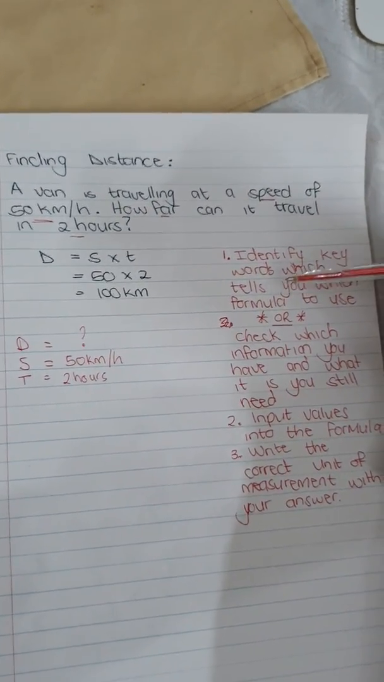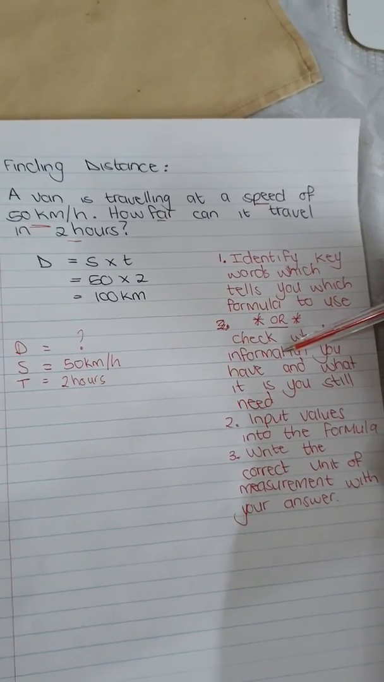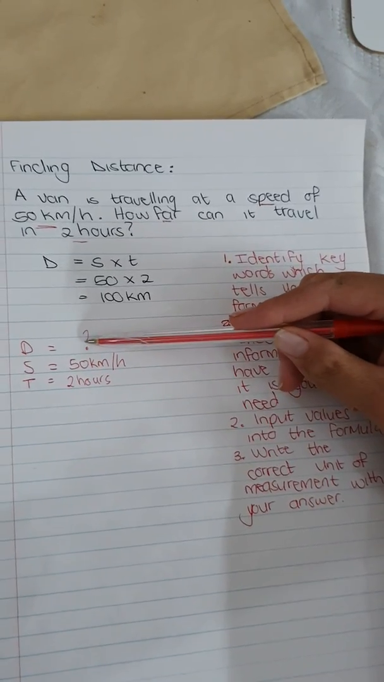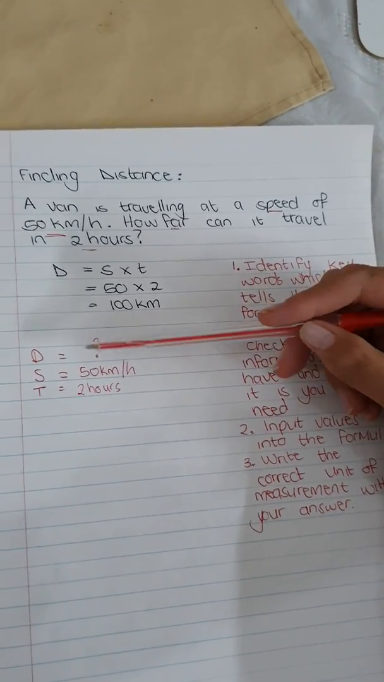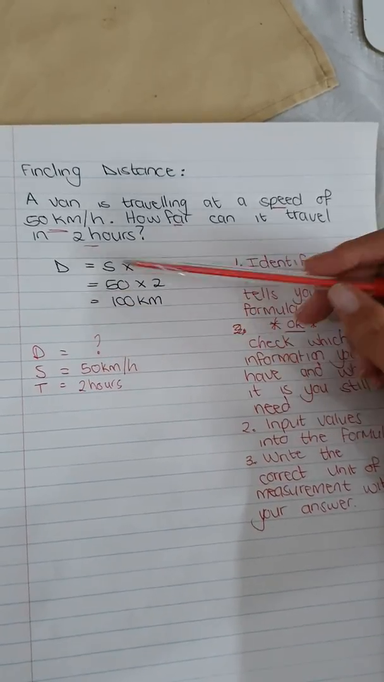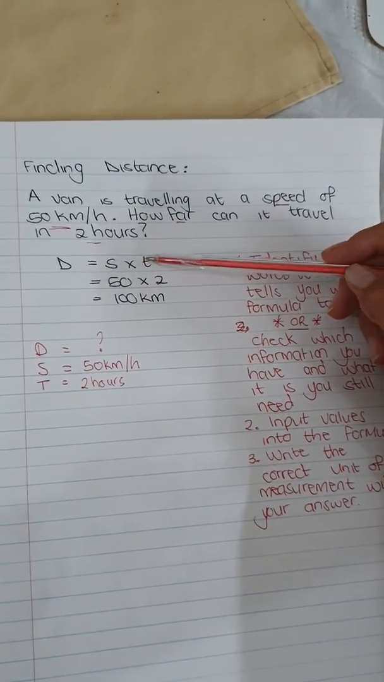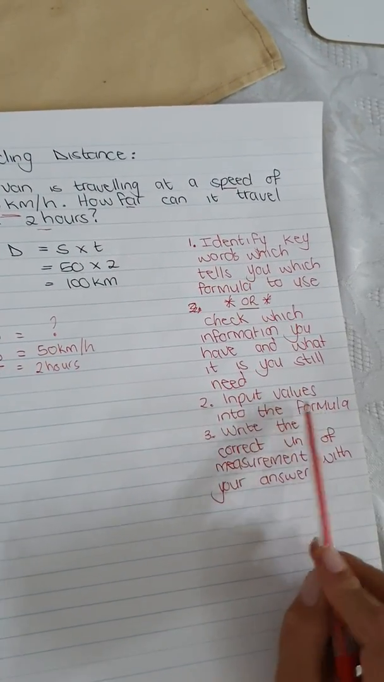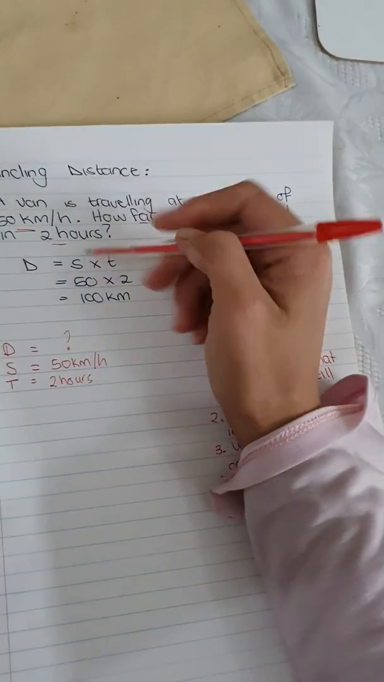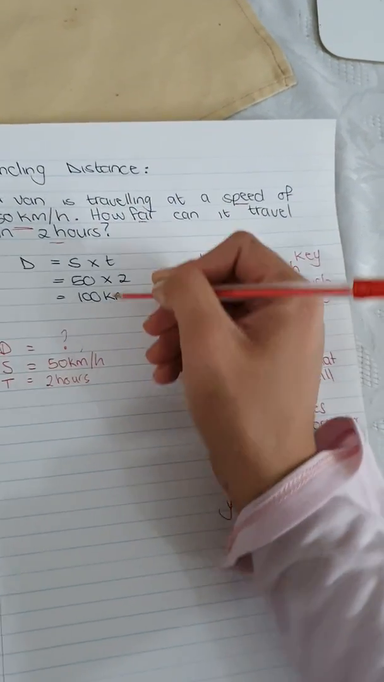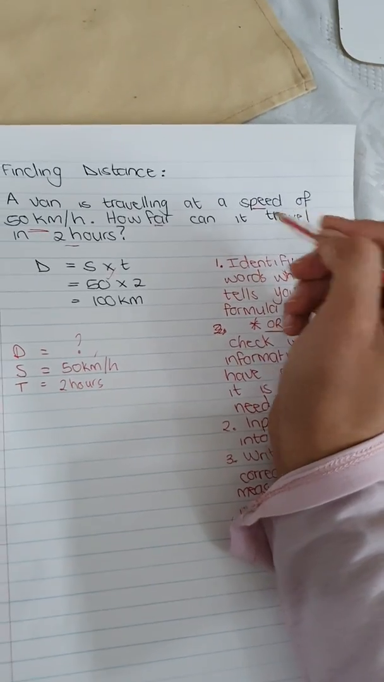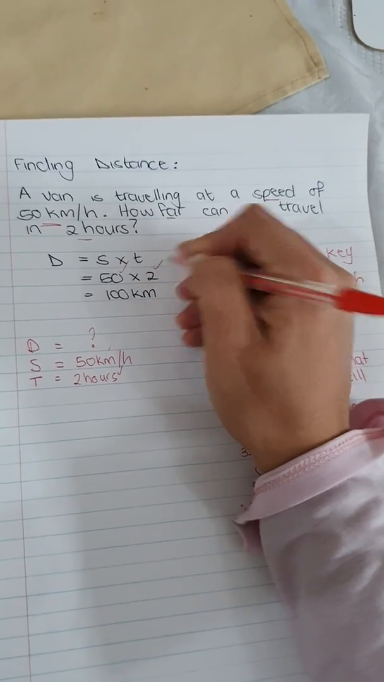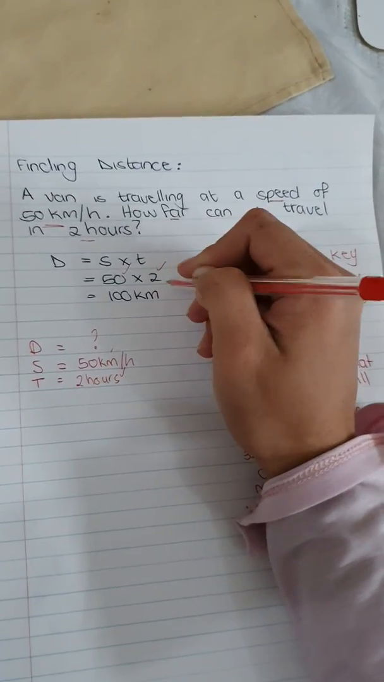Like I said, these first two steps of success go hand in hand. When I've created my checklist, it told me I need my distance, so that means I need to use my distance formula. My distance formula is speed times time. My second step to success is to input values into the formula. I have my speed, which is 50 kilometers per hour, so I put that down. They've given me a time, and that is 2 hours, so I put my time down as well.